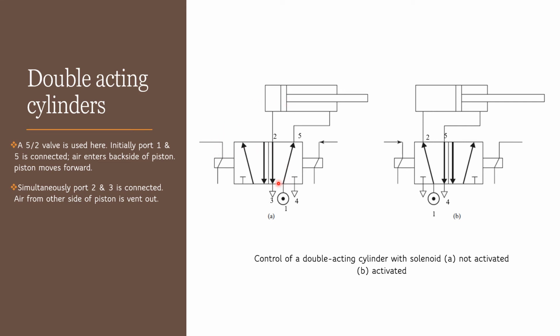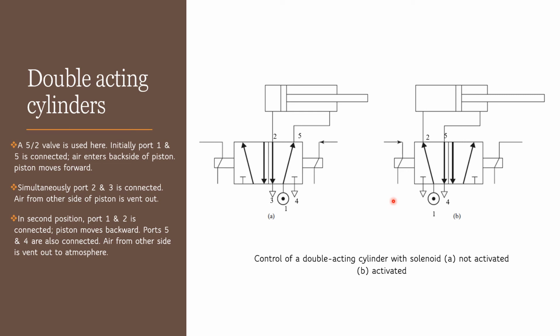Here also, ports 2 and 3 are connected. As a result, the air on the backside of the piston will be vented out to the atmosphere through ports 2 and 3. Now in the second position, shown in the second figure, port 1 and 2 are connected. Port 1 is connected to the compressed air supply or the pressure source. This compressed air passes through port 1 to port 2, enters the cylinder and presses the bottom portion of the piston.